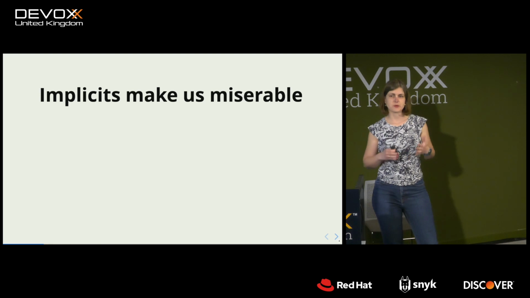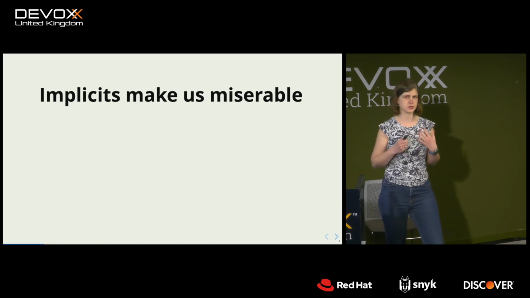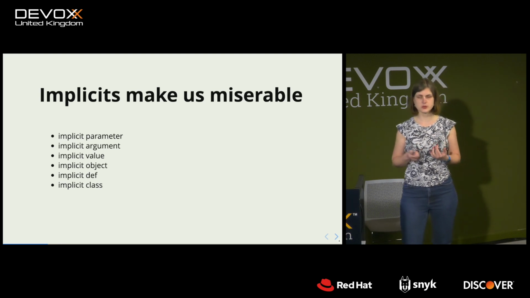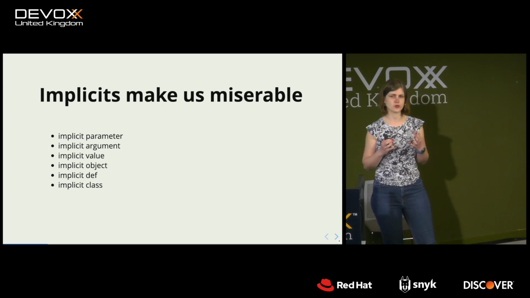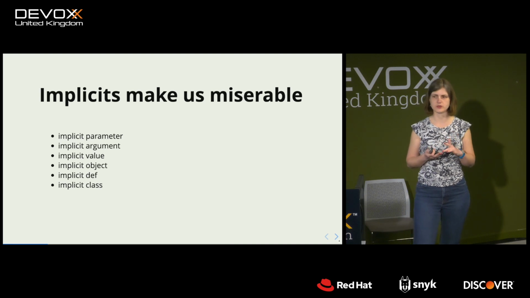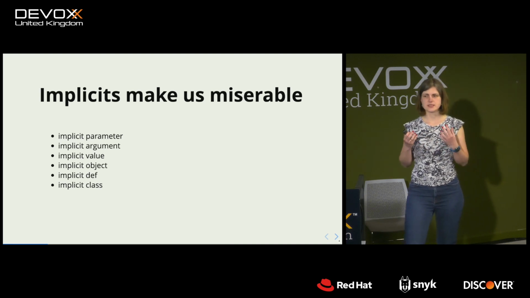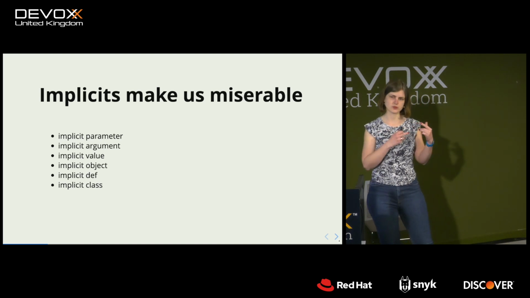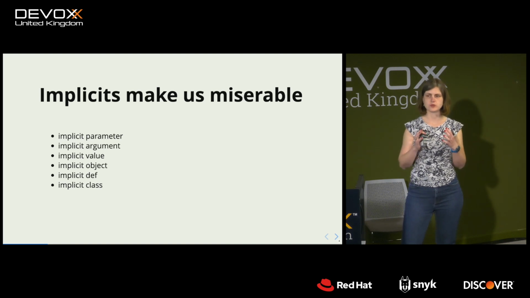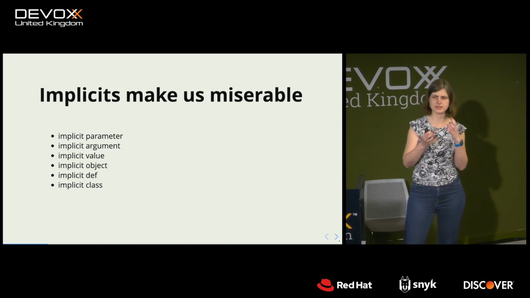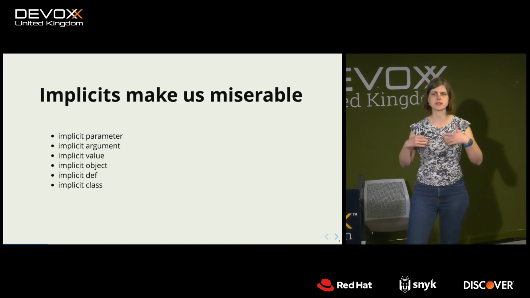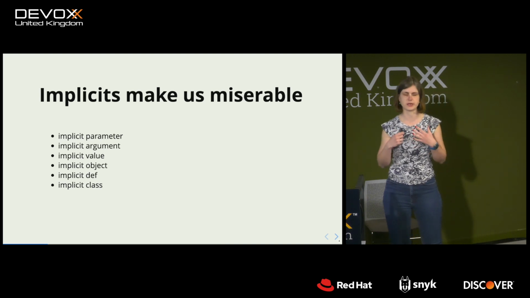So also, apart from being powerful, implicits also make us miserable. And one of the main reasons why this is, in my opinion, is that you can see the implicit keyword next to all those language constructs. So you can have implicit parameter, argument, value, object, def, and class. And it's not like they map one-to-one to those use cases or functions from the previous slide. You actually have to know some idioms, some ways of how those things are defined. So it's not like you have a look at the keyword, you instantly know what happens. You need to have some background knowledge about that.